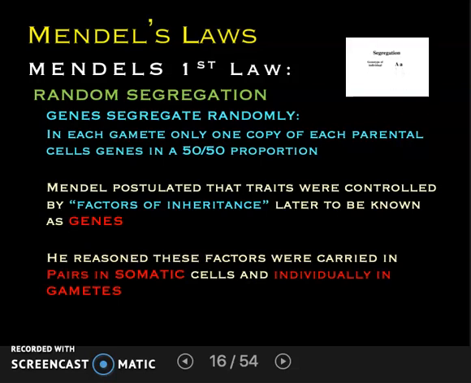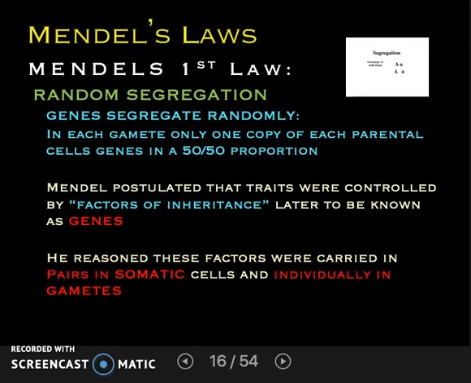Remember from the previous lecture that Mendel had carried out a number of experiments and he got some interesting data that showed this 3-to-1 ratio in his F2 generation, and this allowed him to formulate a mathematical model to explain what he saw. It also allowed him to formulate a couple laws. The first law Mendel wrote was called what we call random segregation.